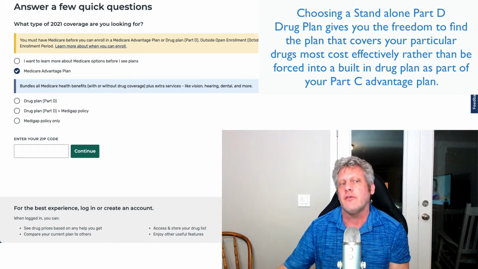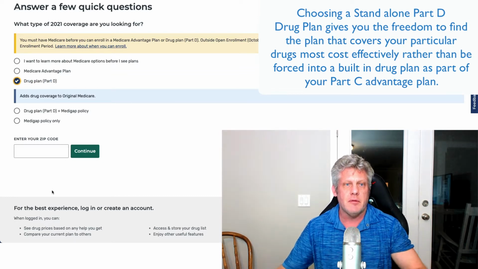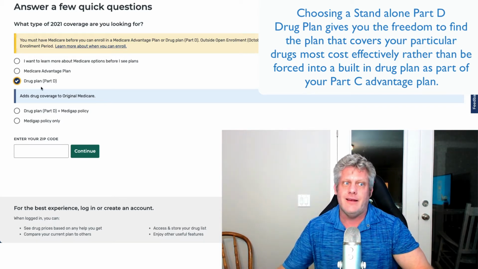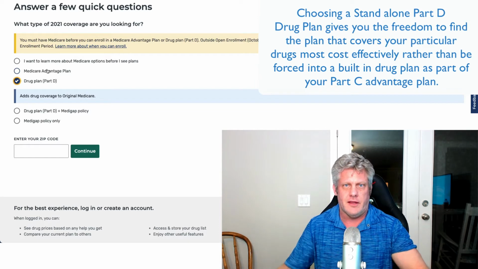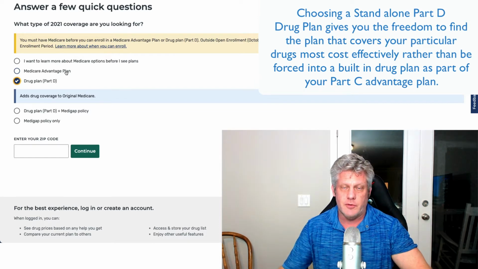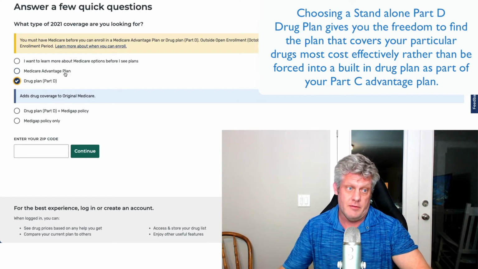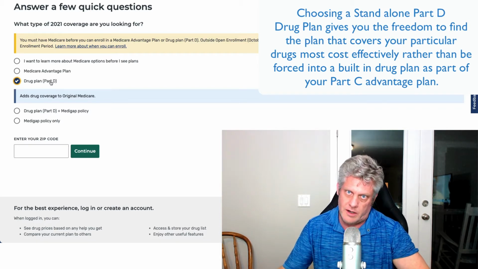So we're going to look for an actual standalone Part D drug plan, because we can basically custom make it. We can find the right drug plan based on the drugs that we take. We're not going to take chances with a Medicare Advantage plan with a little drug formulary built in. There's a reason why it's a zero premium plan, folks. Usually the formularies built into the Part C Advantage plans are not that great. With Part D, we get to choose what kind of coverage we get.